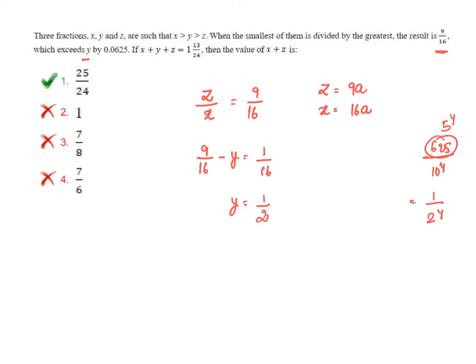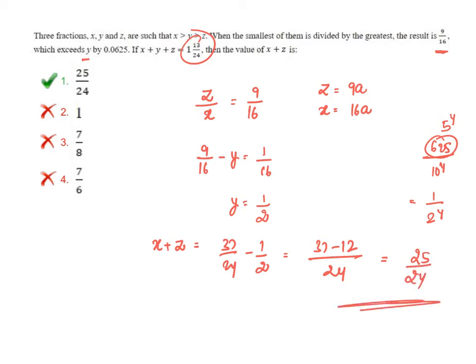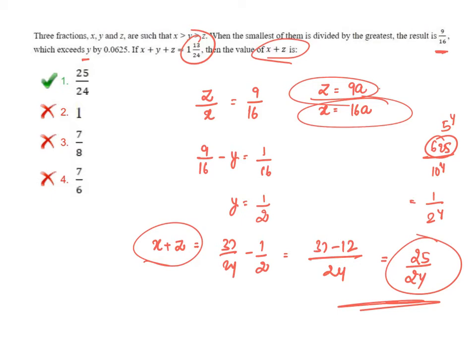Now x plus y plus z is 113 by 24. So x plus z he is asking you. X plus z is equals to this 1 by 2, you subtract it from 113 by 24, that is 37 by 24 minus 1 by 2. 37 minus 12 by 24, which is 25 by 24. So he is directly asking you x plus z. X plus z is 25 by 24. If something else like z and x they would have asked you, I would have used this 9 and 16, but he didn't ask you that. So he is asking you directly x plus z. So the value is 25 by 24.